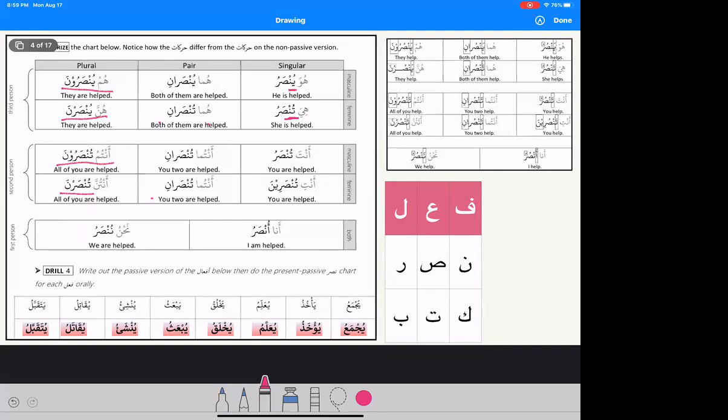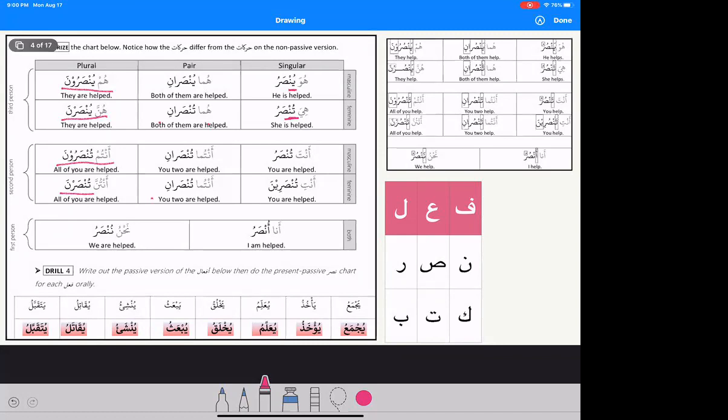Huwa yunsaru, huma yunswarani, hum yunswaruna. Hiya tunsaru, huma tunswarani, hunna yunswarna. Anta tunsaru, antuma tunswarani, antum tunswaruna, anti tunswarina, antuma tunswarani, antunna tunswarna. Ana unswaru, nahnu nunswaru. And how are we gonna translate?